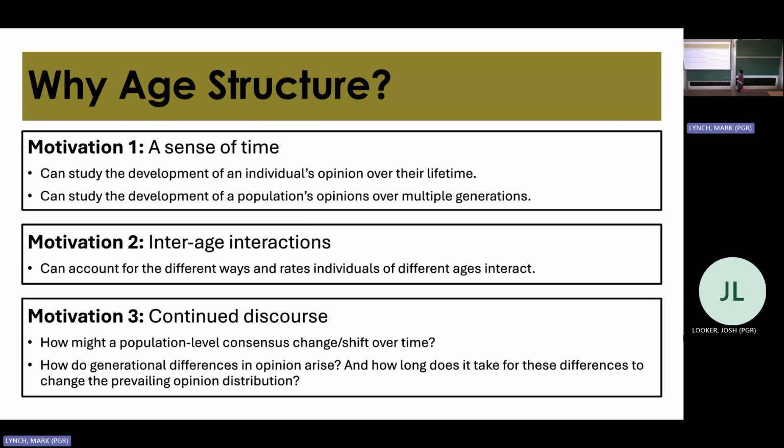Okay. So why do you add age structure to this? The first reason is that people do age. It makes it more realistic because it's a thing that actually happens. It gives a sense of time to the model, an idea of what a person's lifetime is. So looking at one individual, how does their opinion change over their life?